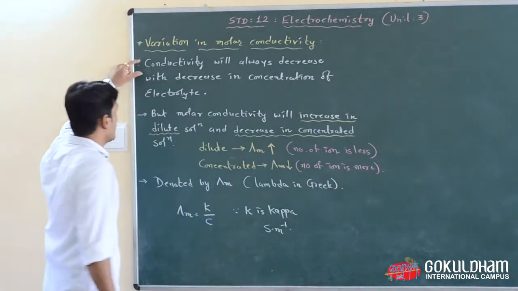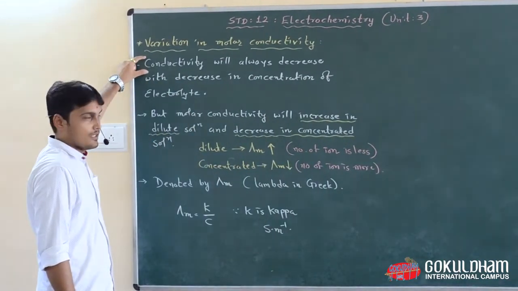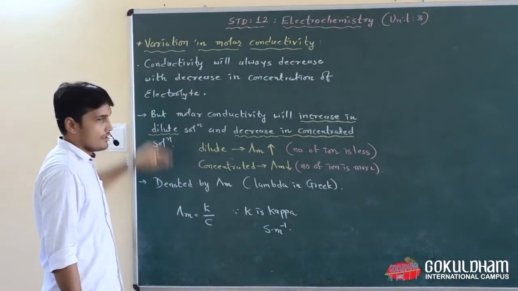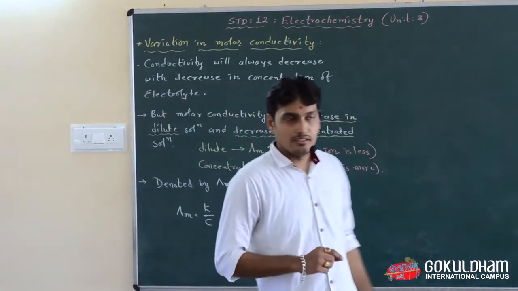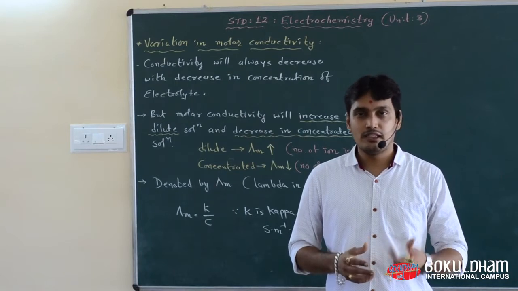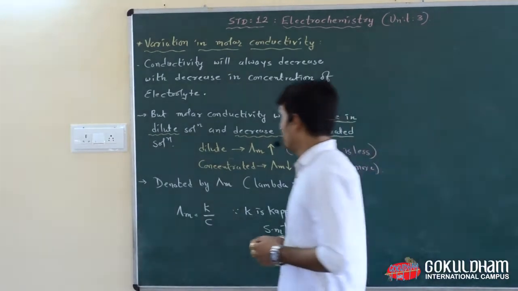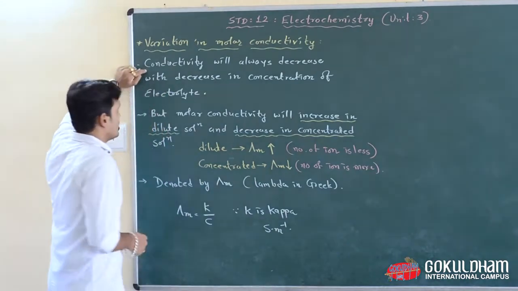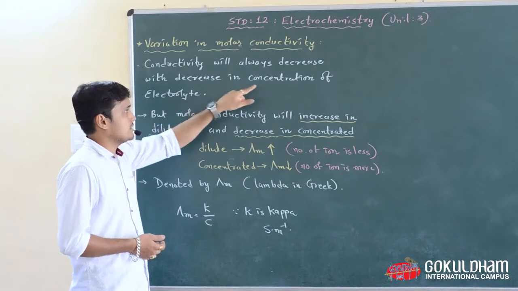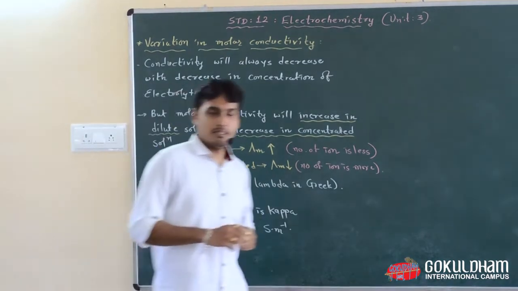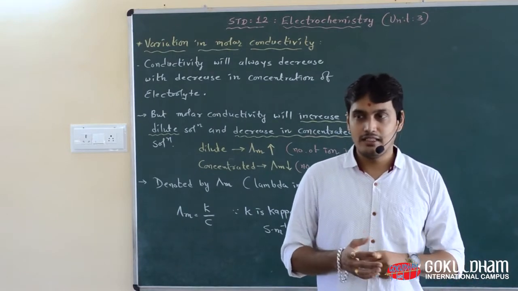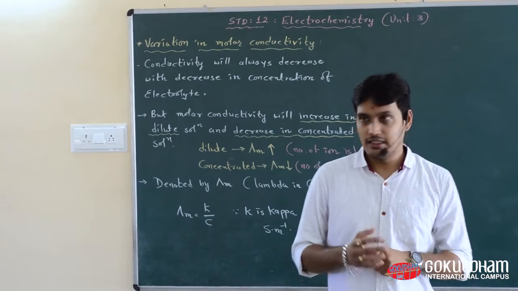First of all, what do you mean by conductivity? Conductivity means in an electrolyte, when you are applying any current, the solute is divided, or you can say dissociates, into positive and negative ions. The conductivity will always decrease with decrease in concentration. Decrease in concentration means your number of ions is less. That's why the conductivity is also less.